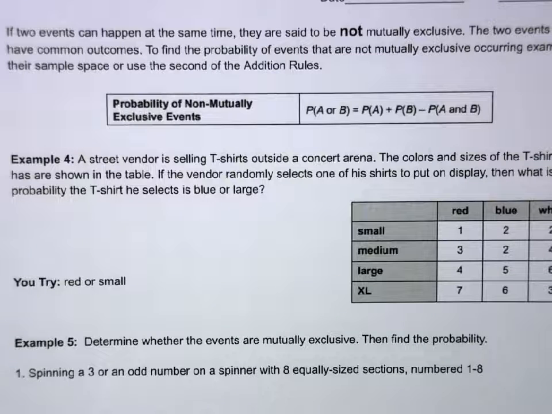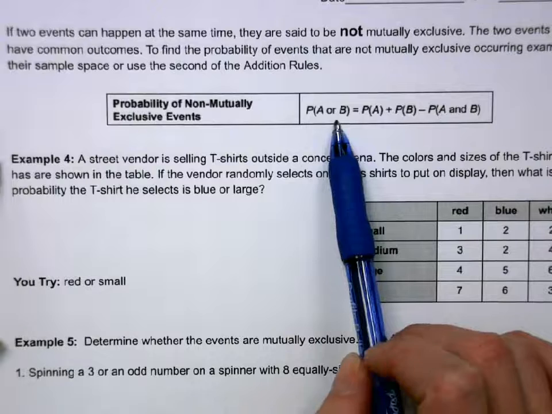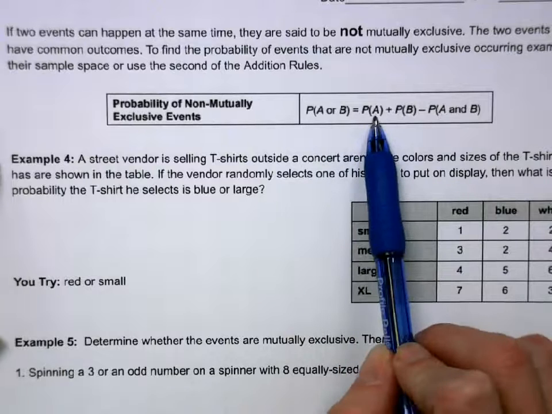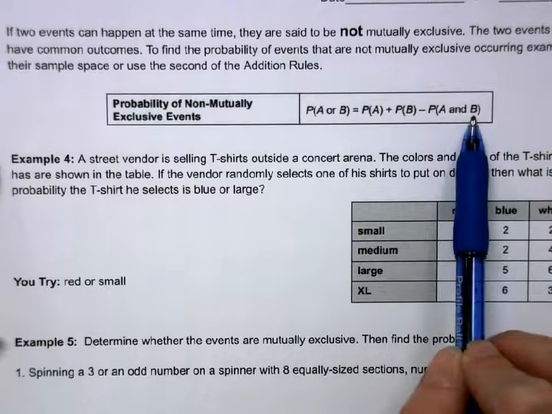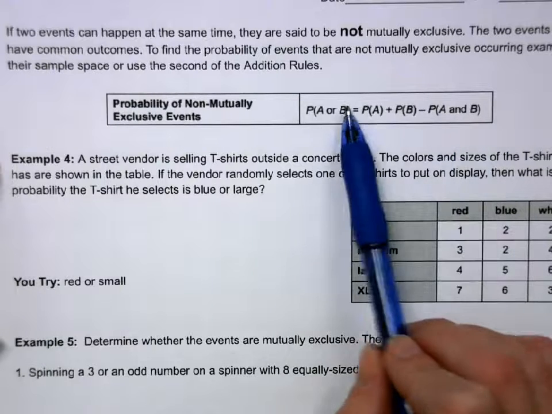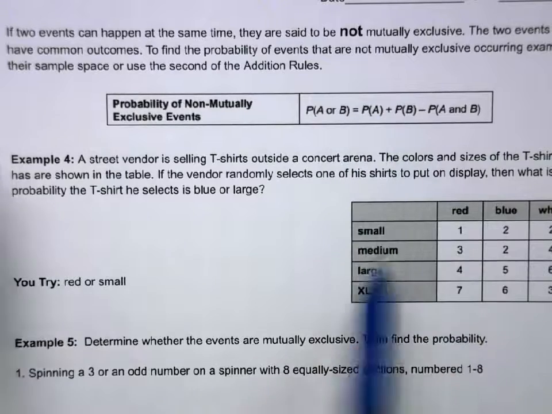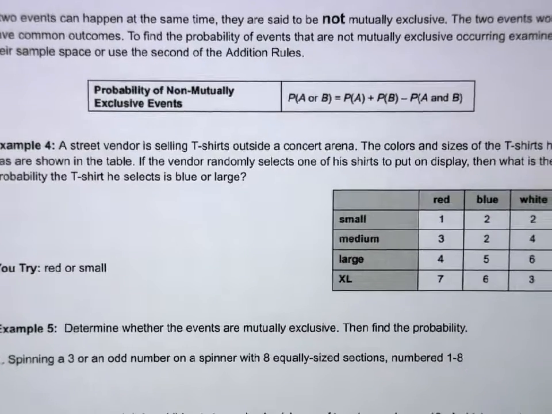In the scenarios where there is an overlap, we call those not mutually exclusive. Okay. So in this case, the probability of A or B, if there's an overlap, we're going to do the probability of A plus the probability of B, and then we're going to subtract the probability of both of them happening, because we would have included both of them, we would have included it twice. So let's look at this in a scenario here.